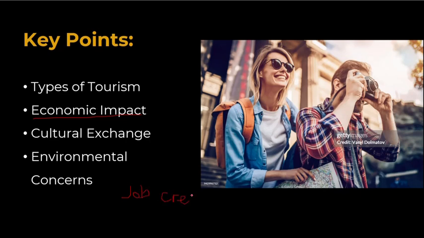Job creation. When there is a tourist attraction in a particular place, that is why our government has this slogan.